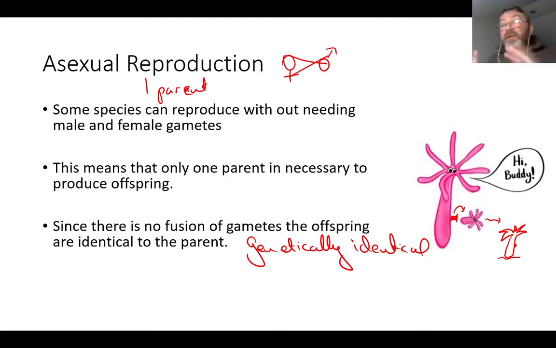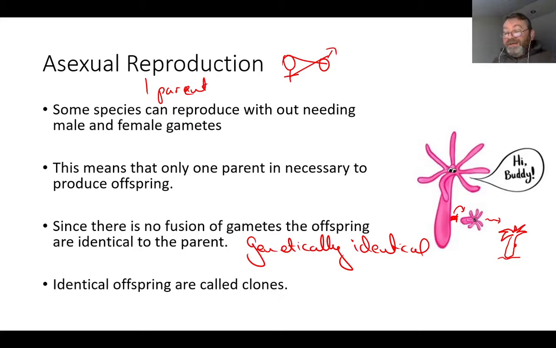Notice, no need for male and female, just one parent needed. Identical offspring are called clones. Now, if you can remember Star Wars, the Battle of the Clones, all the clones had exactly the same genetic code as the original bounty hunter. I think you'll hear about that later on. That's why it was called the Battle of the Clones.